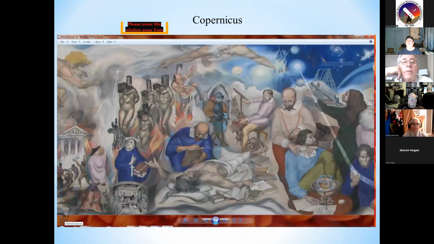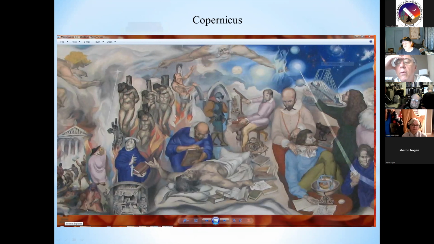Now you get to some more important stuff. Now you're starting to come out of the Dark Ages. Up here, though, first of all, I'll go here. This is Copernicus. You can see him, he's down here, he's on his deathbed in this image.